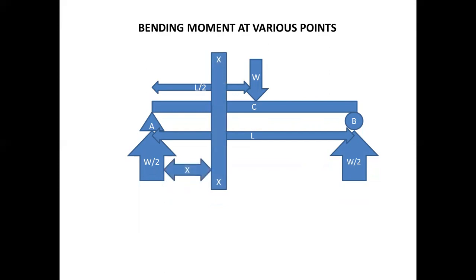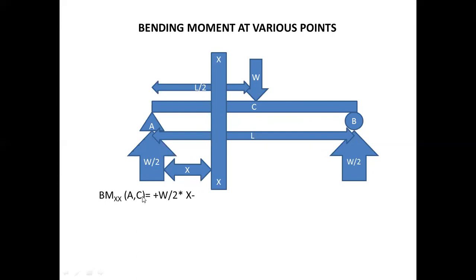Now bending moment. What is the definition of bending moment? How to calculate? Bending moment at any section, that is xx, is the algebraic sum of the moments to the right or left of the section. I am taking the left of the section, and on the left side of the section there is only one force, W by 2, and this W by 2 will produce clockwise moment about the section xx. So W by 2 is the force, and the distance of W by 2 and the xx section is x. So the moment will be W by 2 multiplied by x.